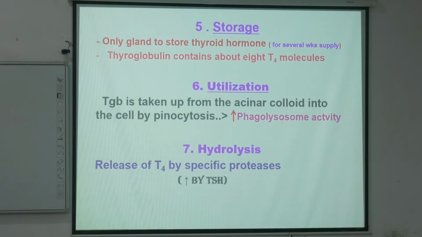And then utilization. Basically, once the thyroglobulin molecule is formed, it is taken up by the follicular cells through a process called pinocytosis, and there is a fusion of that vesicle with a lysosome, and there is increased phagolysosome activity. Because of that, there is hydrolysis of thyroglobulin by specific proteases to release T4, and that is influenced again by TSH. Next part.